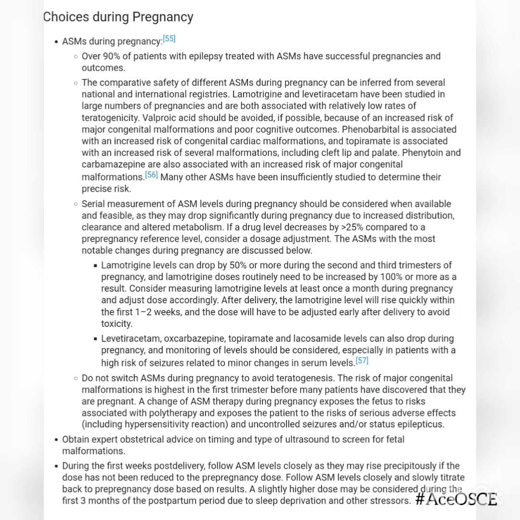One of the main points is the last point in the paragraph, which specifies: do not switch ASMs during pregnancy to avoid teratogenesis. The risk of major congenital malformations is highest in the first trimester, before many patients have discovered that they are pregnant. A change of ASM therapy during pregnancy exposes the fetus to risks associated with polytherapy and exposes the patient to the risks of serious adverse reactions and uncontrolled seizure and/or status epilepticus.